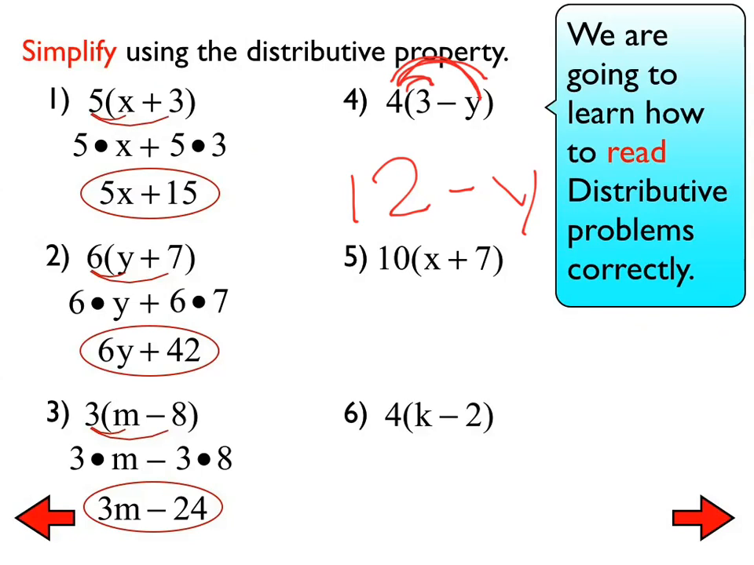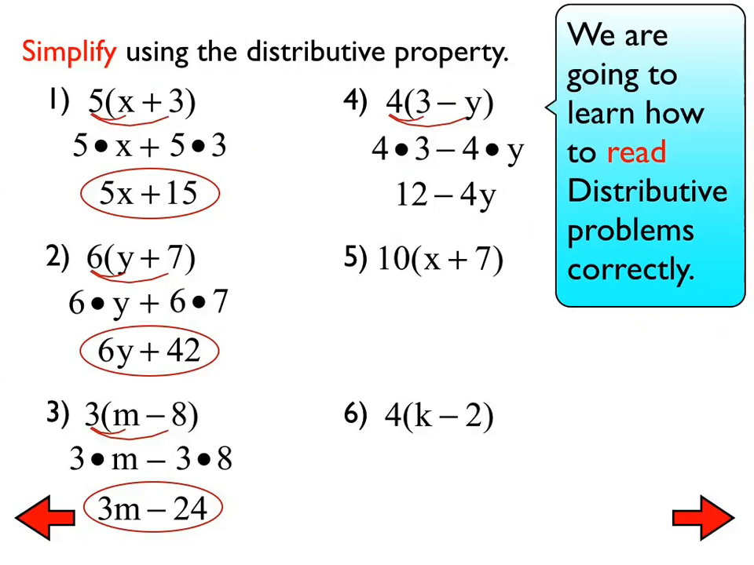Pretty much every person who didn't draw arrows like that, and these are supposed to be arrows, they're just sloppy arrows, but you have to multiply that times that and then the 4 times the y. So you need to make sure that you're multiplying both parts by that outside number. 4 times 3 and also 4 times y. So that should be 12 minus 4y.